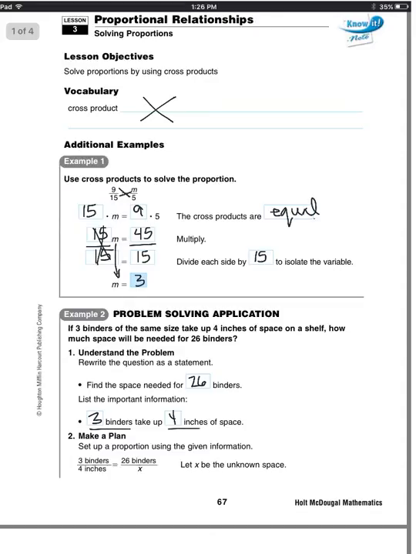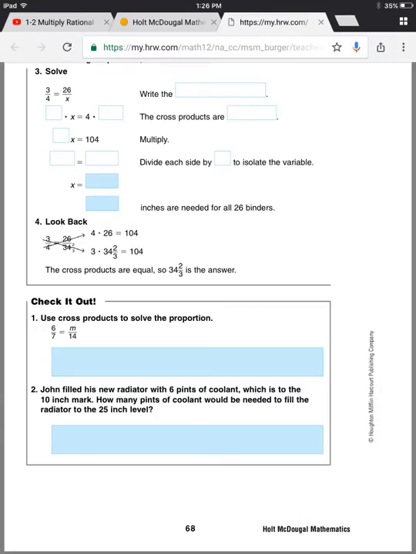Binders was first, 4 inches was second. So 3 binders over 4 inches. And we know that we have 26 binders that need shelf space. So if binders was in the numerator on the first fraction, it has to be in the numerator on the second fraction. We don't know how much space it'll take up, so we put an x there. Now we have to solve for that x, and when we solve for that x, it will tell us how much room we need for 26 binders.